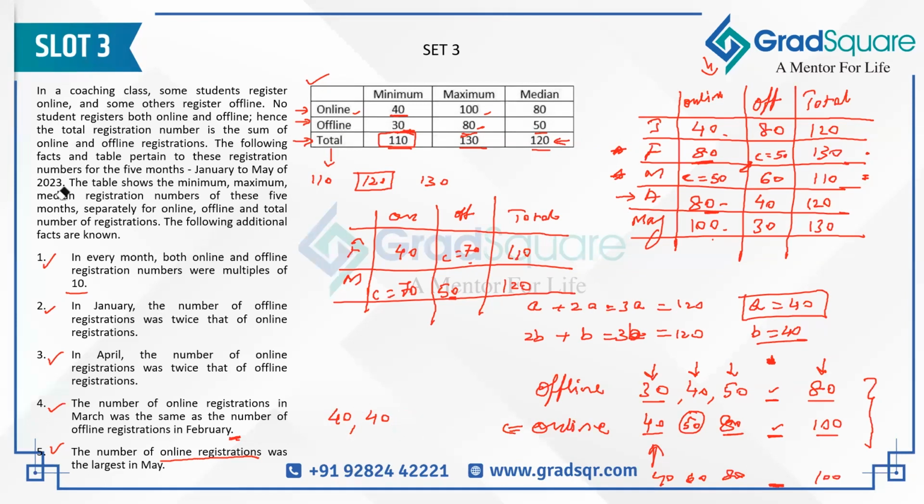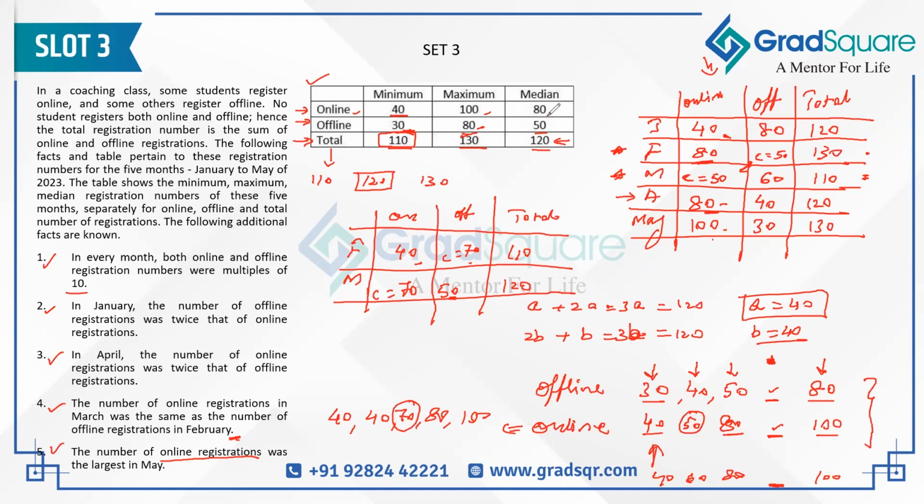You have a couple of 40s. You have a 40 over here. At the top, you have a 40 over here. Second value is 40. The third value is 70. Then the value is 80. And then the value is 100. Now, for the online product, you have the median as 80.